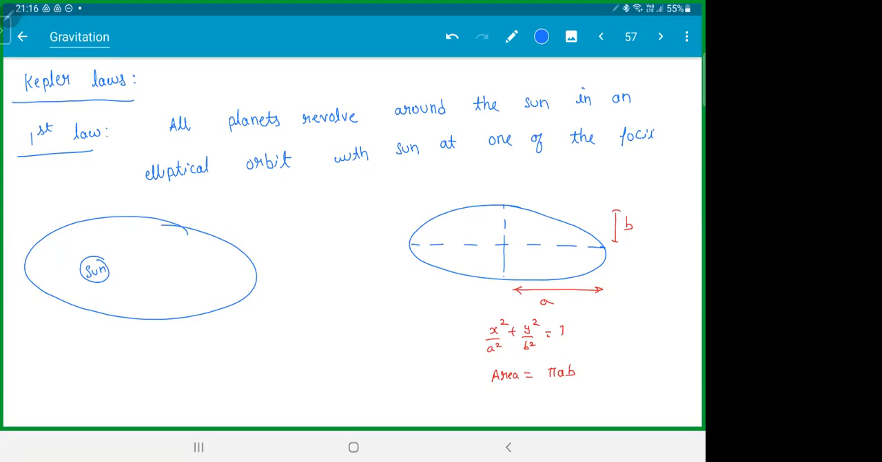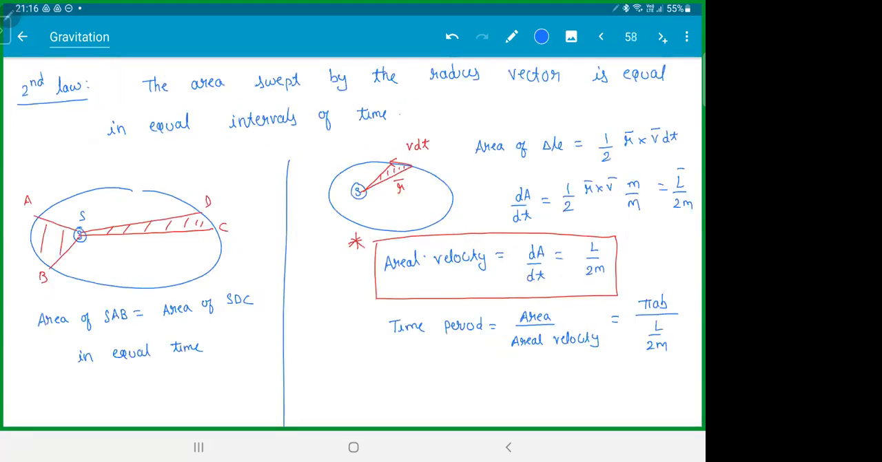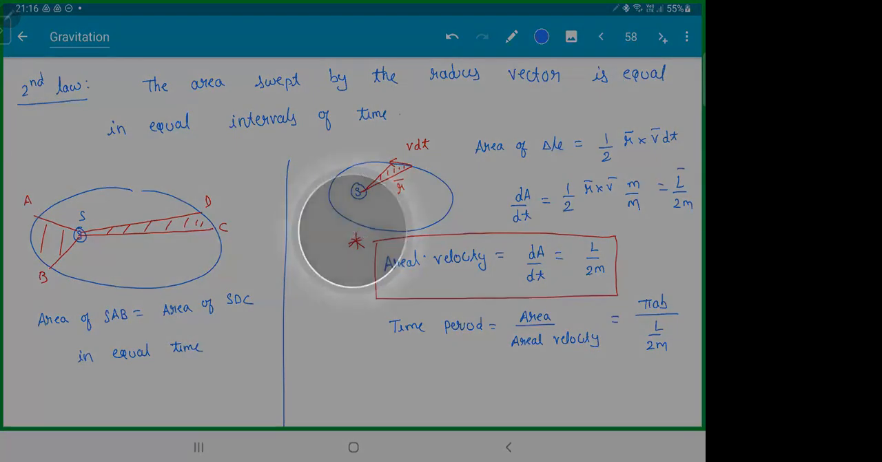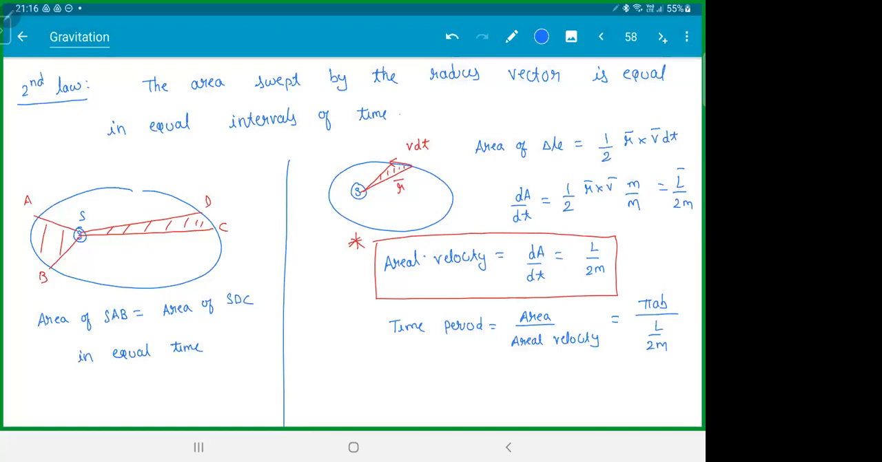Clear with the first law? Check out the second law also once. This is a good one. A simple question will be like this: Kepler's second law is another form of what? It's actually another form of conservation of angular momentum. We will prove that on the next page.